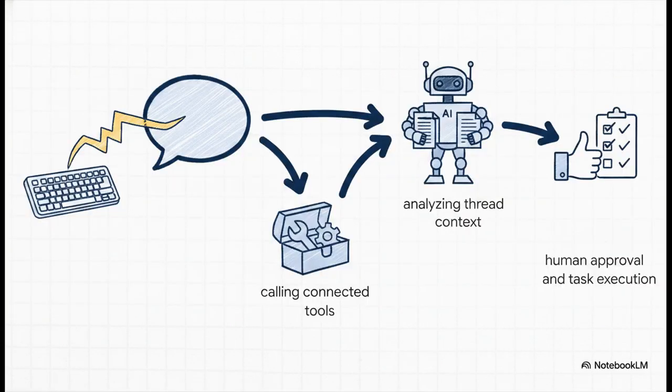And here's what it looks like in practice. You literally just type: Add OpenTag, summarize this thread, and file it as a bug. The agent reads the thread context, formulates the summary, calls your connected tools like Linear or Notion, asks for your approval, and executes the task.